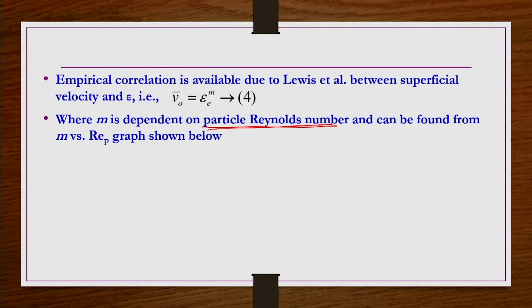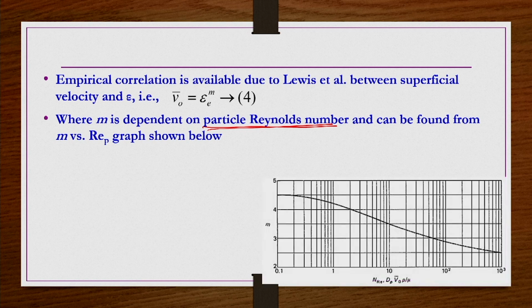If you remember the hindered settling conditions, there the suspension velocity Us is equal to ut, the free settling velocity of a single particle, multiplied by epsilon power n, and that n was depending on the particle Reynolds number. Similarly, here also for packed beds or expanded fluidized beds, there is a relation between the superficial velocity and the voidage, and this power m is dependent on the particle Reynolds number.